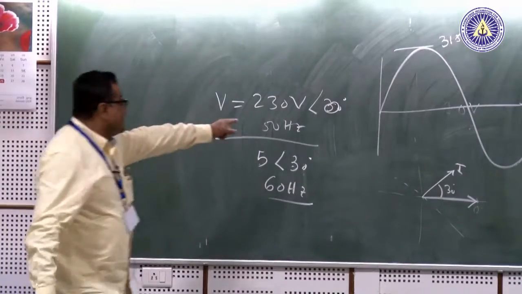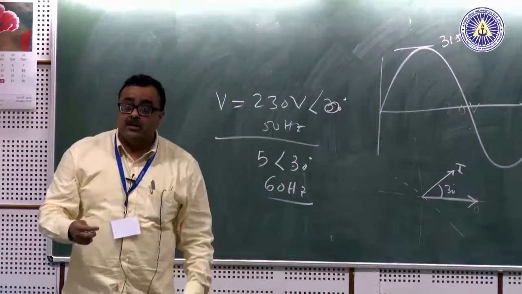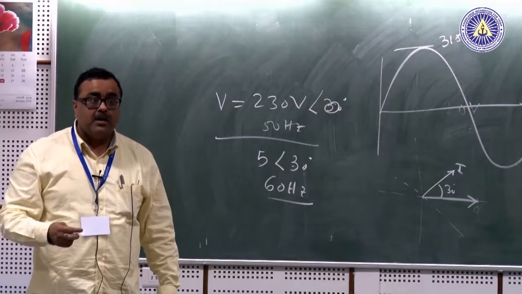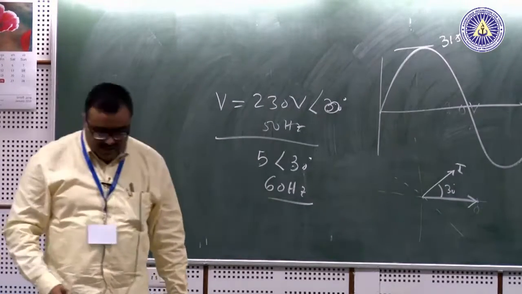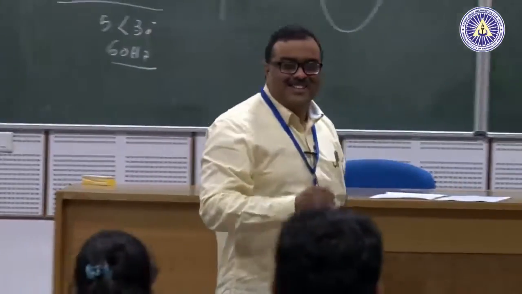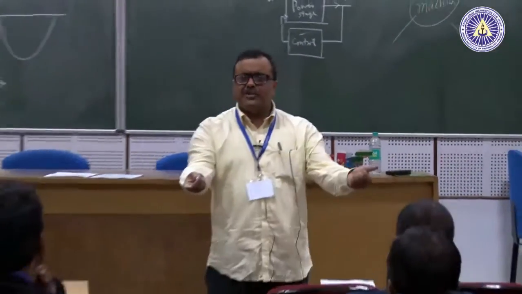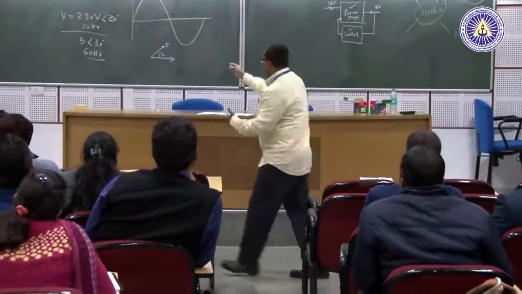So, if someone asks you to draw this as a phasor diagram, what do you do? How do you draw? What do you mean you cannot draw? See, do not say that you cannot. You can draw, but you cannot draw on the same phasor. Then you draw two different phasors. You draw the phasor diagram of this.